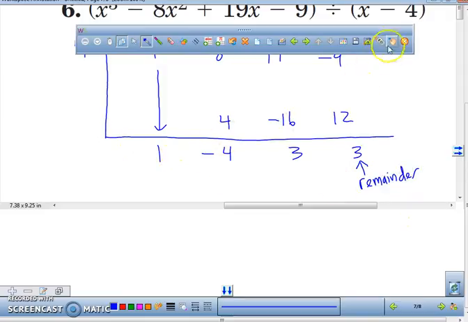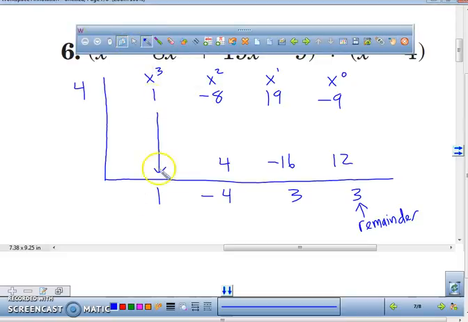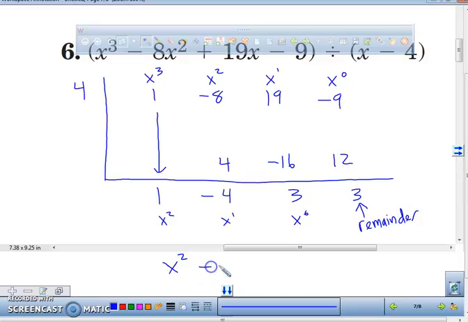By the way, if we started out with x cubed, what is this number going to be? That's how many what? Very good, x squared. So that's your x squared. This is your x to the first. This is your x to the 0. So my final answer, everybody, is 1x squared minus 4 x's plus 3. Well, what do we have?